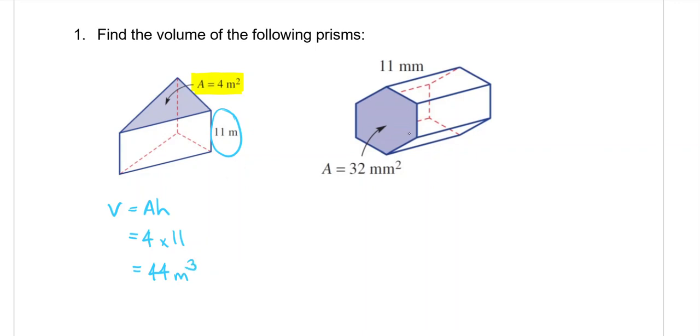Let's try another one. Now we're not really looking at hexagons today, but because we're given the area, we can just use the V equals AH formula. The area is 32, and the height of the prism, it's lying down this time, the height going away from that area is 11. 32 times 11 is 352 millimeters cubed.